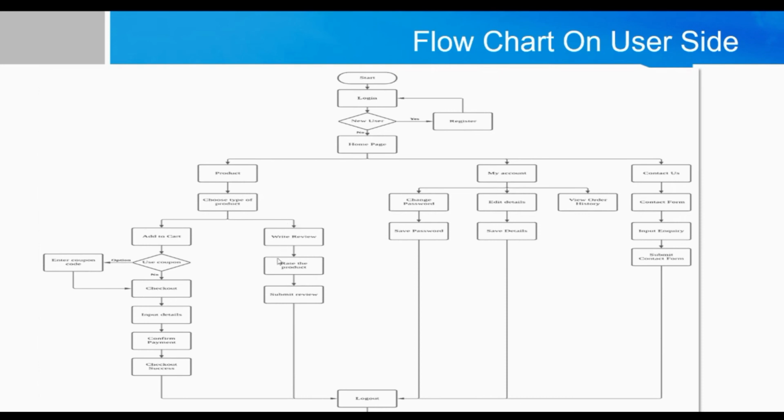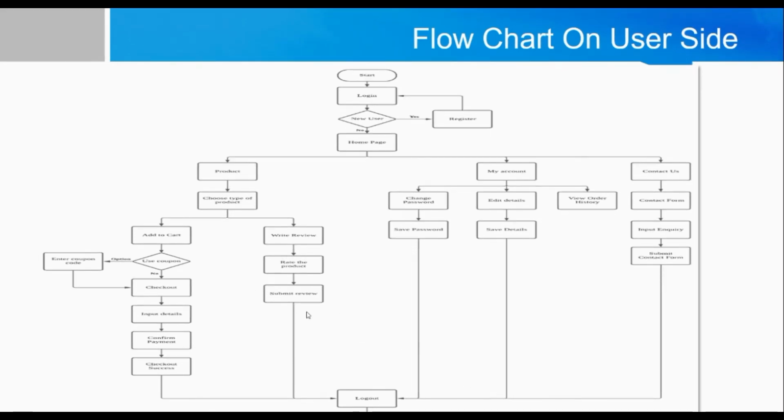As for the review, the user needs to write the review by typing. Then they can rate the product from 1 to 5, bad or good like that. Then the user can simply submit the review. Alright, in my account, the user is able to change the password, edit details, and view all the history. For contact us, inside there is the contact form, so the user can ask for any inquiries over there by submitting the contact form. So that's all for the user side.